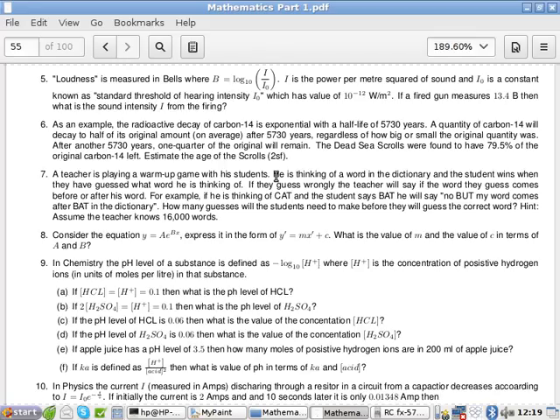So I'll give you just 1 or 2 minutes to read number 5 and try to start it at least, and then I'll do it. I don't think number 5 is that hard, because I give you the formula, I give you I0, 10 to the minus 12, I give you the B, 13.4, and I want the I. In other words, you know B, you know I0, and I want the I. I don't think it's too difficult. Try again, and maybe this time you'll get it.